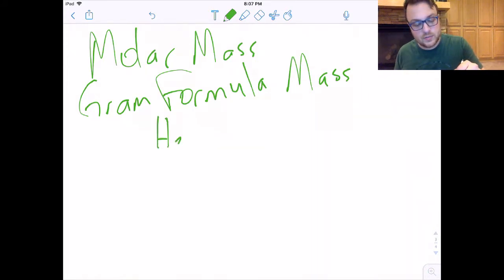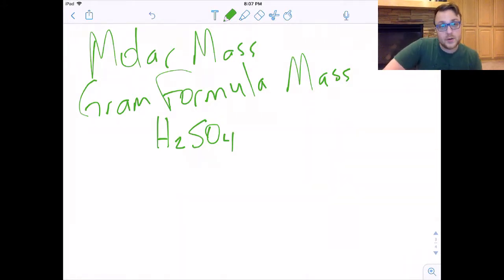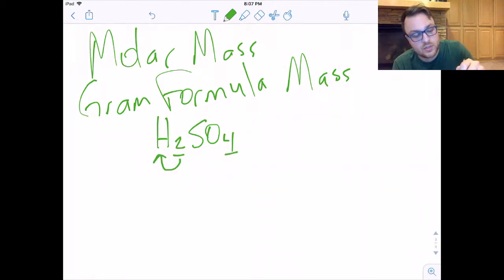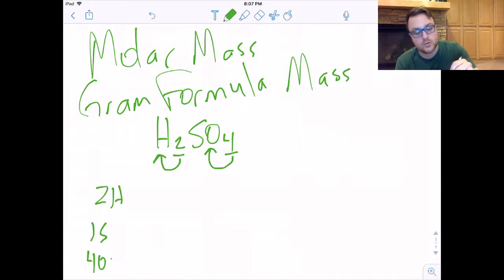First, when you read a formula, these little numbers go with the atom that is directly before it. So, sometimes it's easier to rewrite this as 2H, 1S, and 4 O's. How much does this compound weigh? What is its molar mass? What is its gram formula mass?